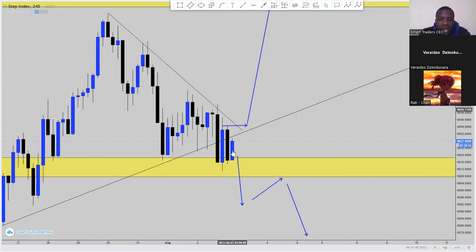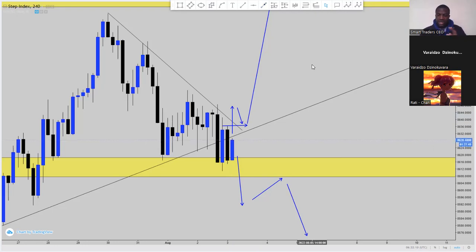It will break. Once it breaks, it goes and forms a higher high. Once it comes back, that's a higher low. Do you understand? Yes. Higher high, higher low. Then boom, we go. Higher high, higher low, then we go. So that is the current analysis for step index.